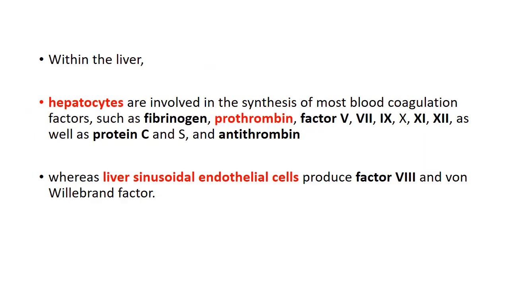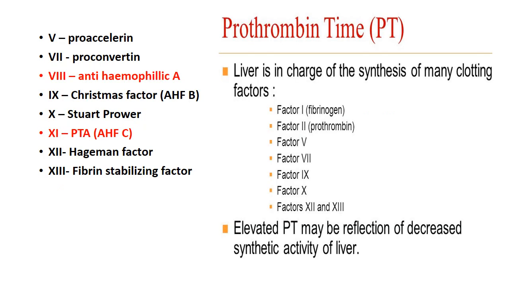Within the liver, we have hepatocytes which are involved in the synthesis of most blood coagulation factors. Fibrinogen, prothrombin, 5, 7, 9, 10, 11, 12. Then antithrombin, protein C, S. All this you have read in the coagulation chapter. Whereas the liver sinusoidal endothelial cells produce factor 8 and von Willebrand factor. So to check this, we check the prothrombin time. The liver is in charge of synthesis of many of these factors, and I've just put up the names here on this side. Elevated prothrombin time may be a reflection of decreased synthetic activity of the liver.